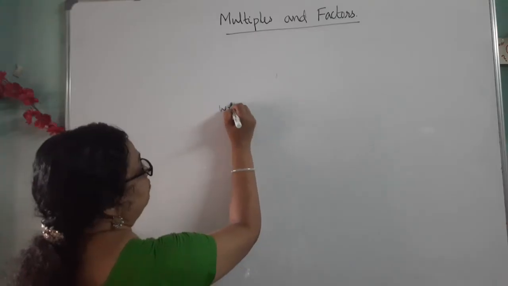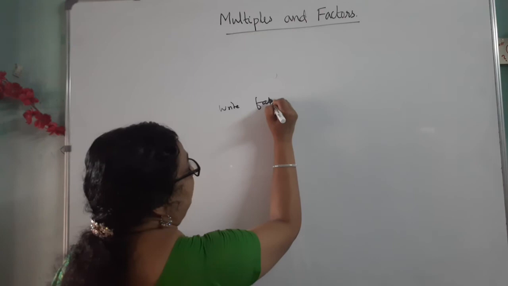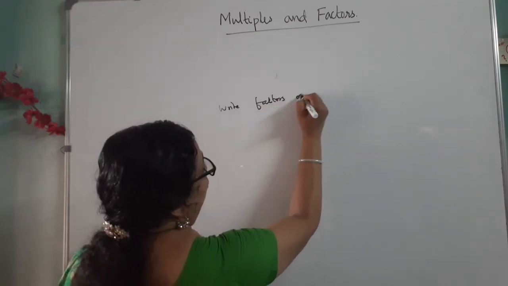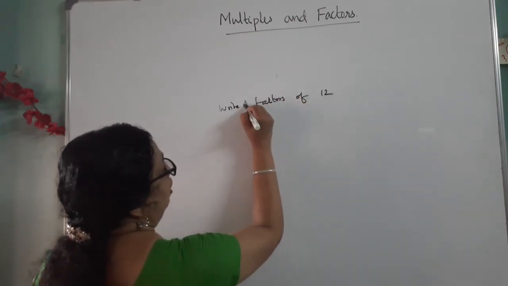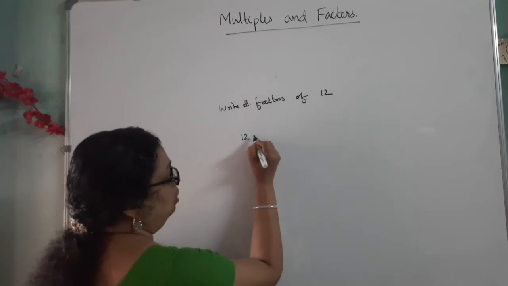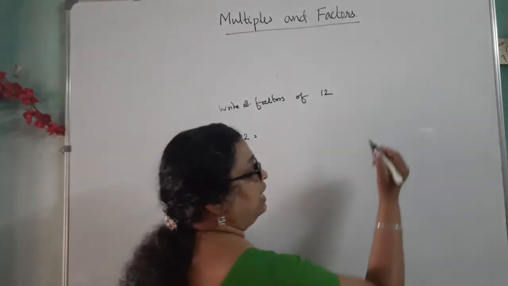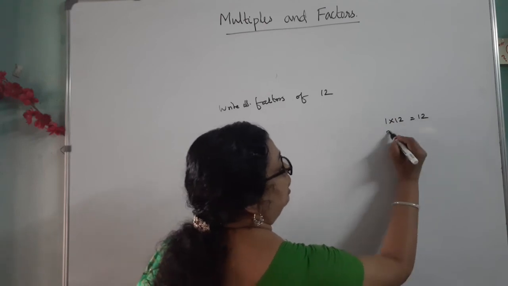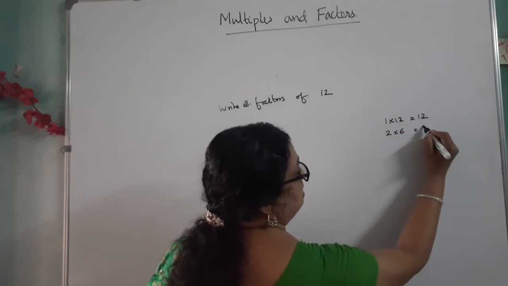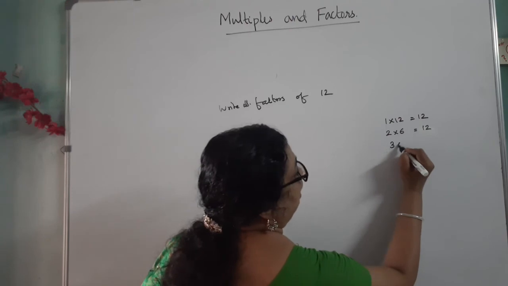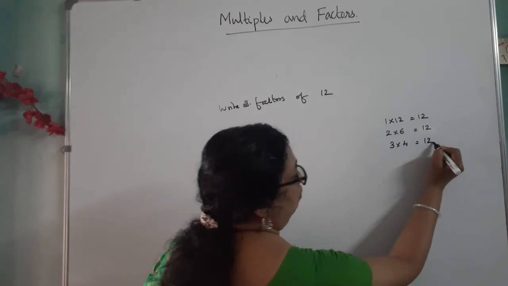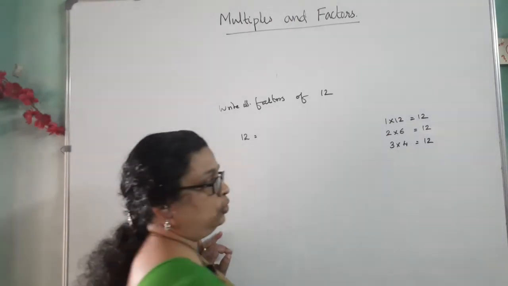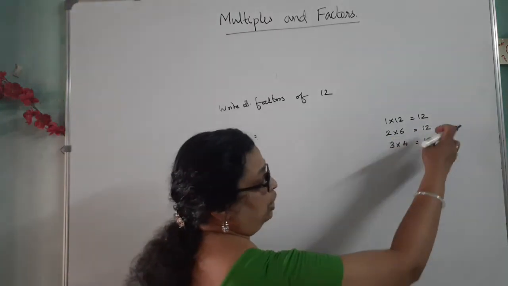Write all the factors of 12. So we write 12. In which ways can we write 12? 1 into 12 is 12. Then 2 into 6 is 12. Then 3 into 4 is 12. Next one, 4 into 3 equal to 12, that is the same as 3 into 4 equal to 12.